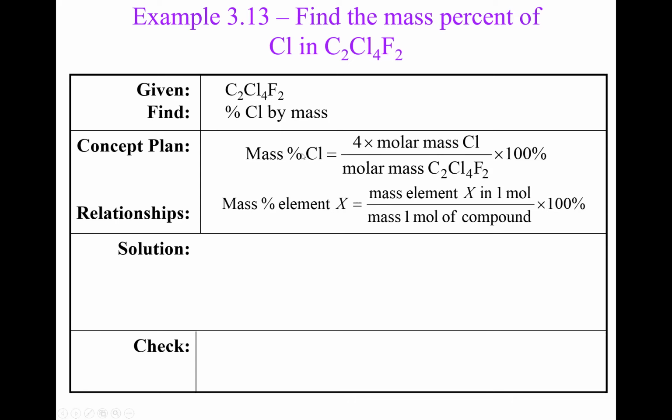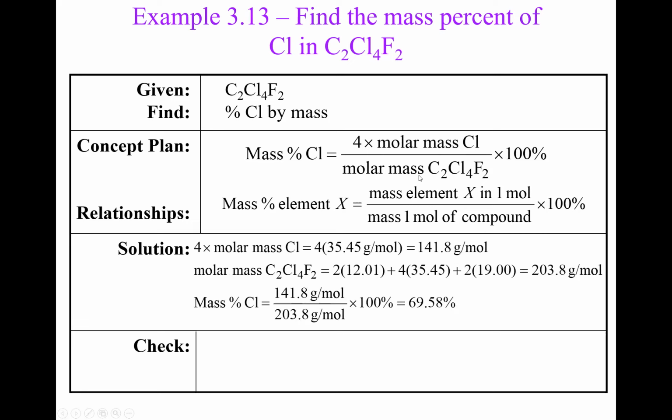So to find the percent of chlorine, we need the mass of the chlorine over the mass of the total. Chlorine is the thing that we're interested in, and the total is all the elements that are there. From the periodic table, chlorine is 35.45, and the formula told us there are 4 of them, and that's what goes on top. Then we need the mass of everything and divide it. And here we get 69.58%.